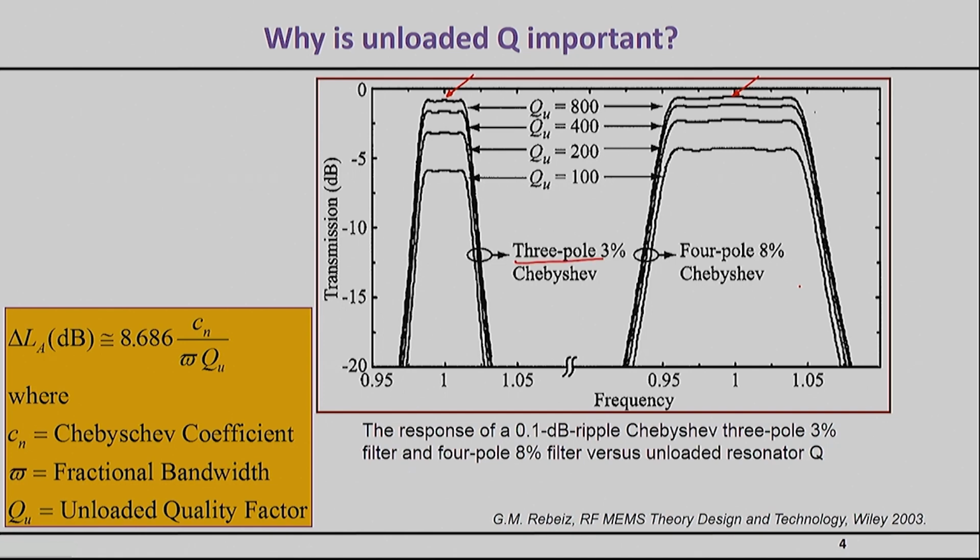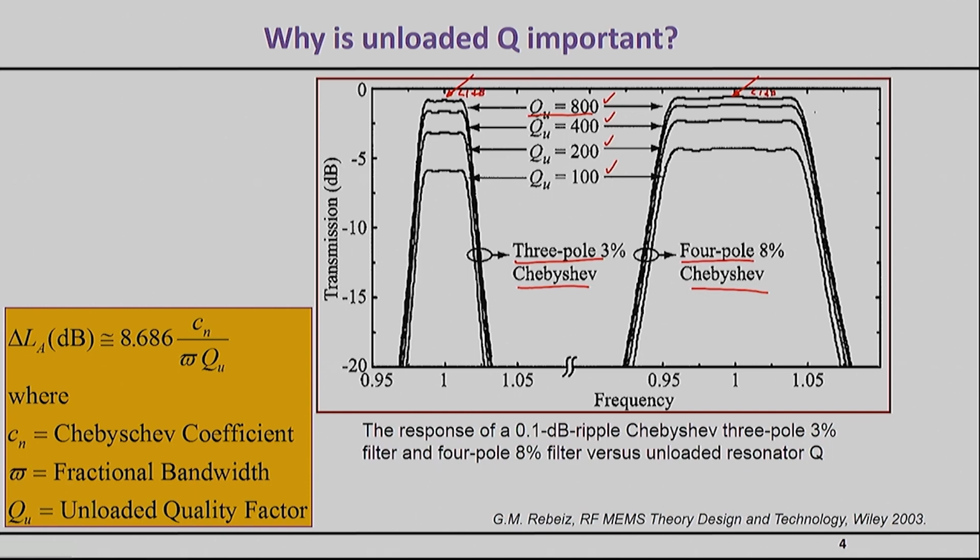One is for a 3-pole Chebyshev filter. The other is for a 4-pole Chebyshev filter. And each one gives you the actual shape of the filter when it is built with resonators whose quality factors degrade from 800 down to 100. What you can notice very clearly here is that if you build this filter with resonators with a quality factor of 800, then your insertion loss might be only on the order of less than a dB here and even less here.